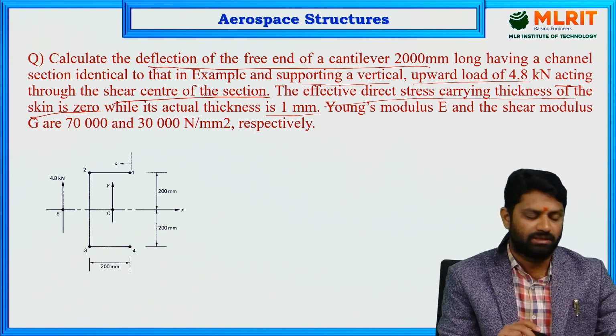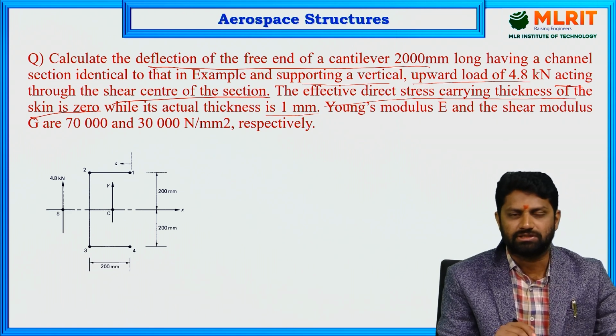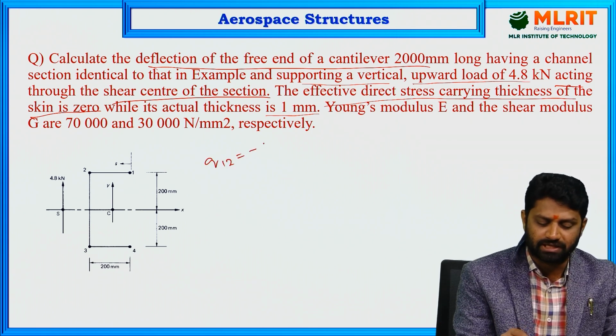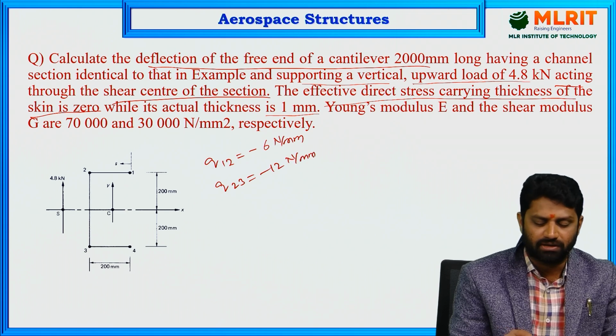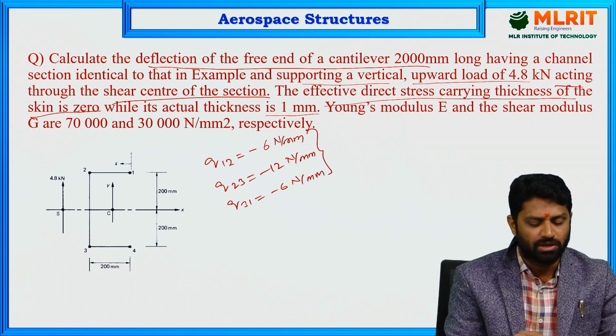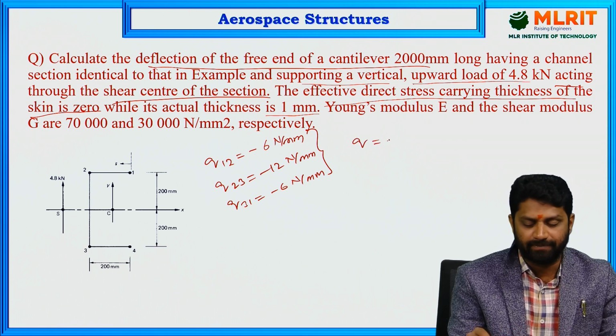If you try to remember this problem which we solved for shear of open section beams in this unit, structural idealization, you got the open section shear flows as Q12 equals minus 6 Newton per mm, Q23 equals minus 12 Newton per mm, and Q31 equals minus 6 Newton per mm. Okay, these are the shear flows which we got in the previous problem. How did we get this? We calculated the shear flow distribution, and because of symmetry the formula reduces to minus Sy divided by Ixx, times the summation of Ai Yi.